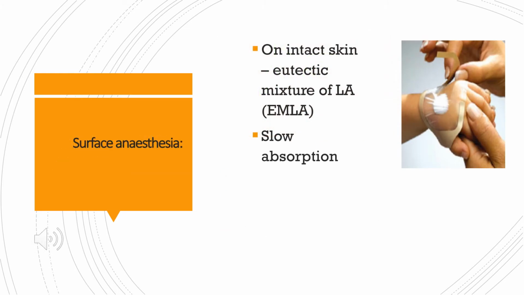The next type of local anesthetic is surface anesthesia. Surface anesthesia is a local anesthetic which is used to numb any surface of our body part. Usually the intact skin will be applied with a eutectic mixture of local anesthetics. The absorption rate will be slow when compared to the other methods.